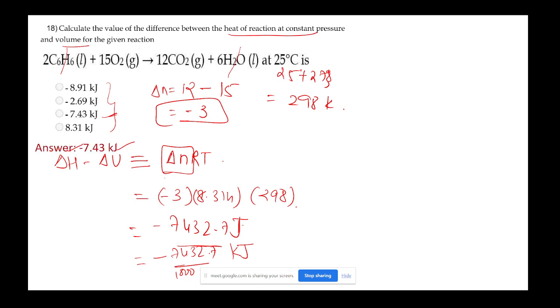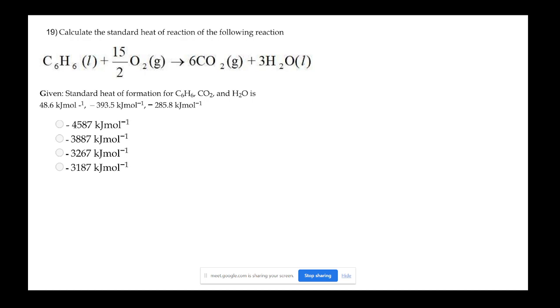Okay, so next question is calculate the standard heat of reaction for the following reaction. So here you need to find out the standard heat of reaction. So you need to subtract reactants from products. Now here all the reactants and products have some stoichiometric coefficients, so you need to multiply the standard heat of formation with these coefficients. So delta H CO2 into 6, plus 3 delta H H2O, minus 15 by 2 delta H O2.